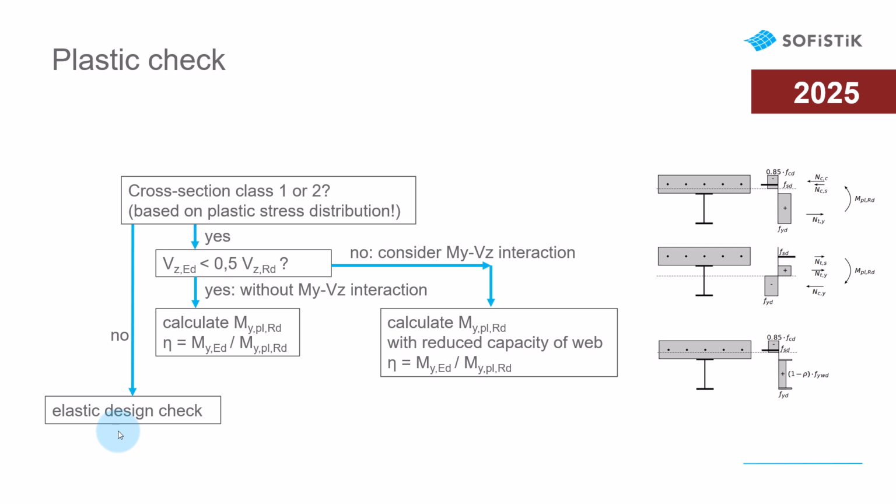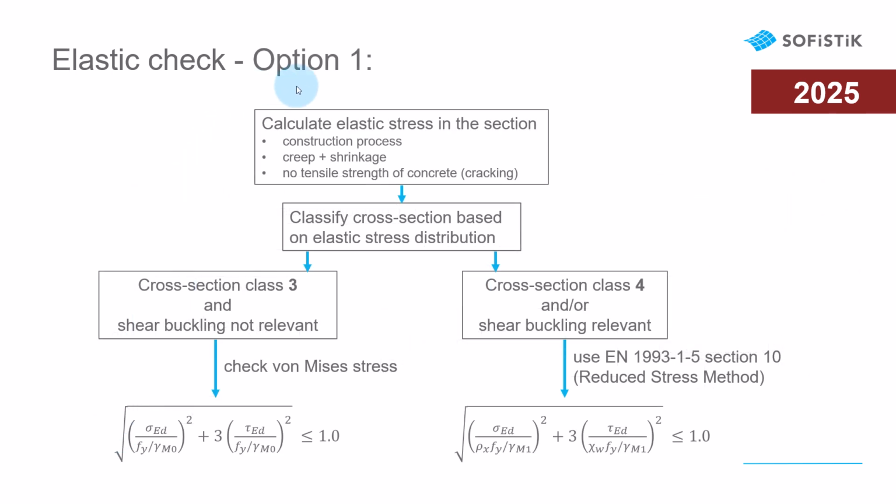Next we will take a look at the elastic check. Here, module Composite offers two options to do it. In the first option, elastic stresses in the section are calculated. Here, the construction process, including effects from creep and shrinkage, is taken into consideration. And the concrete in the section, of course, has no tensile strength, so it cracks if subjected to tensile strains.